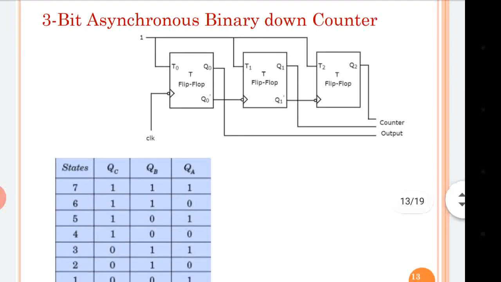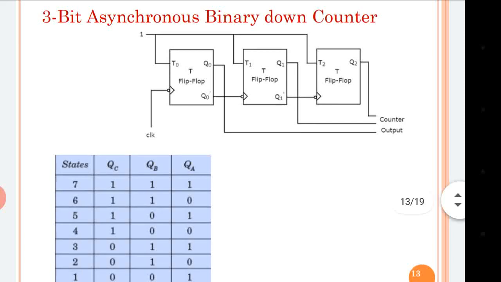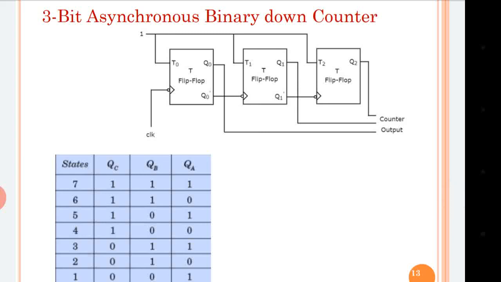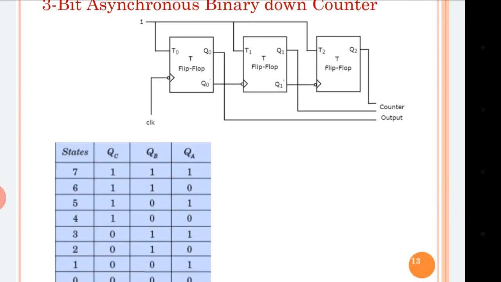Observe carefully. This is a 3-bit asynchronous down counter. As we have discussed, first observe the clock pulses. This is a falling edge triggered clock, right? The flip flop is falling edge triggered. So if you are using falling edge triggered flip flops for down counting, I will connect Q0 bar to the clock of the next, and so on, and it will give you outputs from 7 to 0 as shown in the truth table.